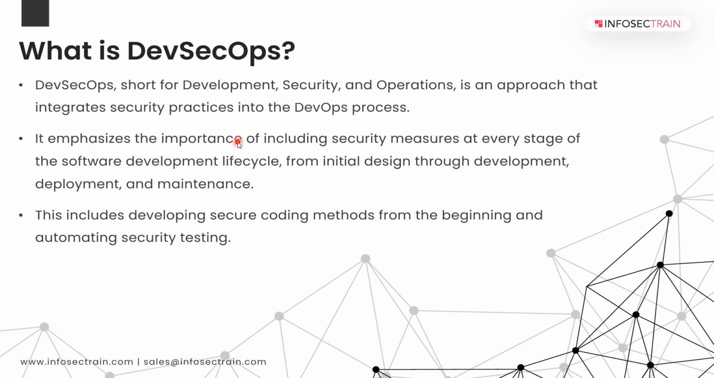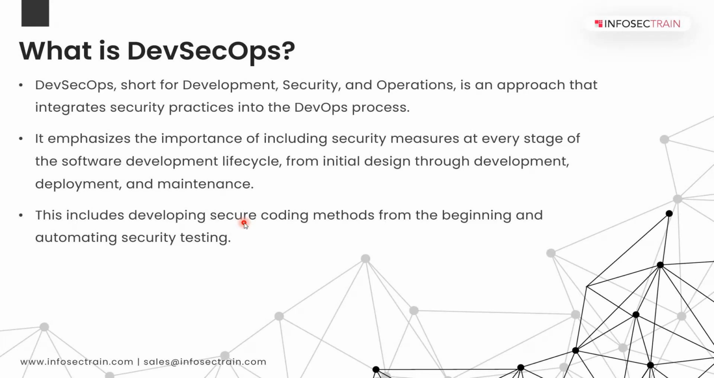And we will integrate the security measures at every stage of the software development life cycle. Whatever the software development life cycle stage you name, we will implement the security measures from the initial design through the development, deployment, and also the maintenance. This includes bringing secure coding methods from the beginning, all the way to automated security testing. Those things we will see in the upcoming slides.